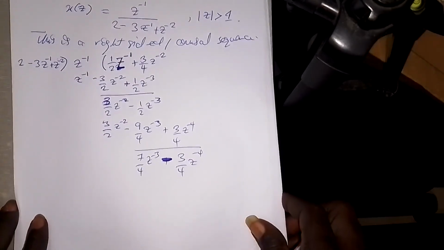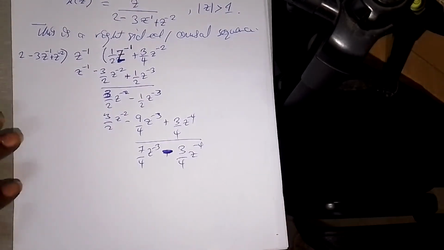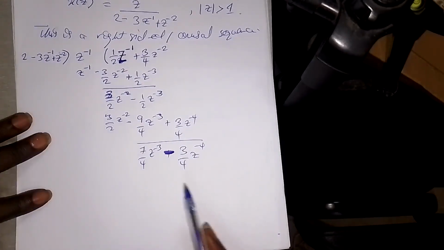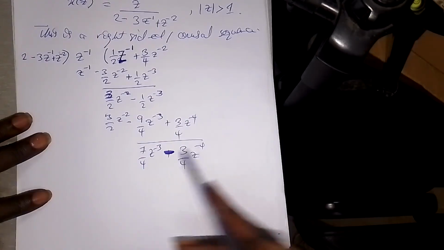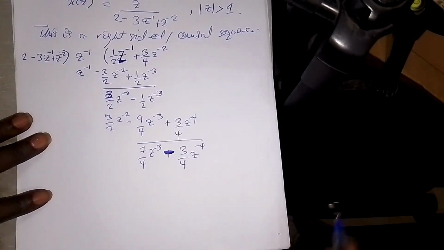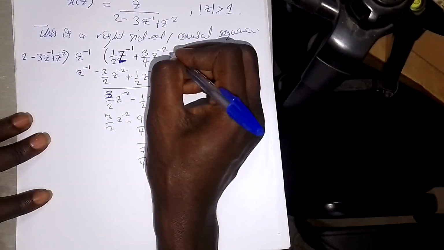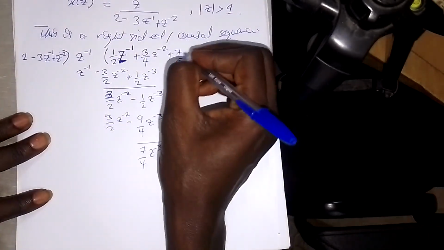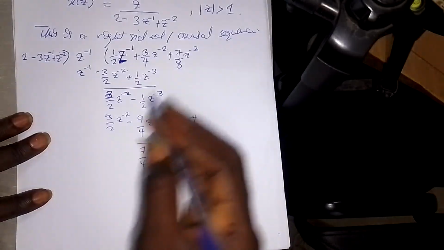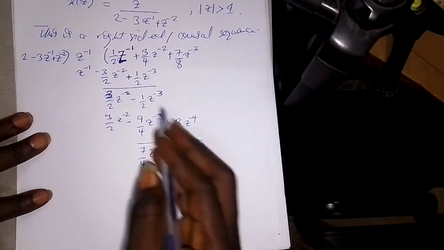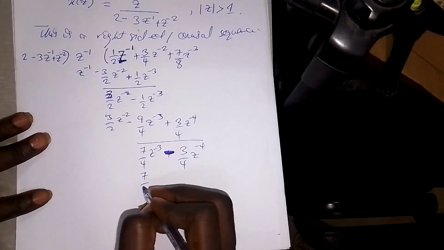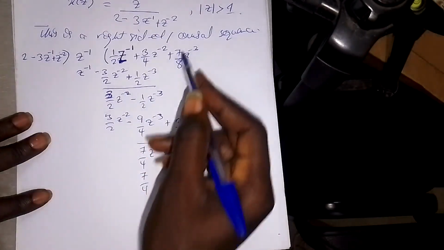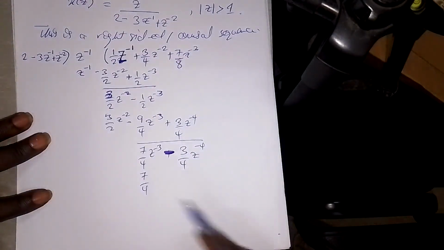So now if I have this one, then this one goes into this one how many times? It will go into this one 7 over 8. Okay, it's going to be 7 over 8. So I'm going to write here plus 7 over 8 into z exponent minus 3. Okay, so now if you multiply, what will you get? You get 7 over 4 here, because 7 over 8 times 2, you get 7 over 4.